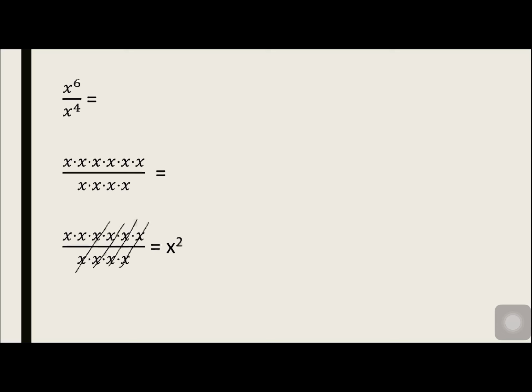X to the sixth divided by x to the fourth means write out 6 of them on top, 4 on bottom. 4 from the top can divide out with 4 from the bottom. You would have 2 left over.